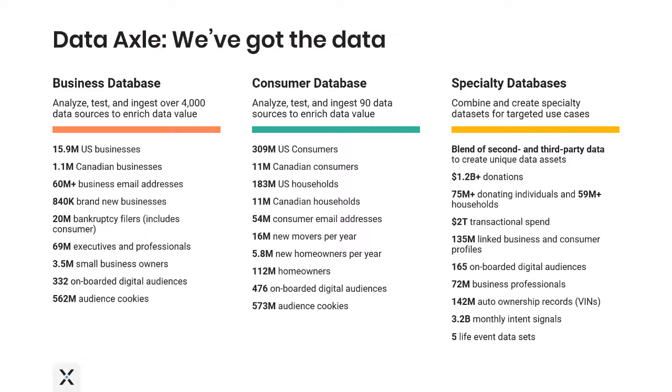Then when you go all the way to the right and go to our specialty data sets, the one that I want to highlight for you today, and we're going to talk about a lot, is our donor data set. We keep track of 75 million US donors, which translates to about 59-60 million US households. In that file, we look at things like how much do people give, how much do they give by vertical, what kind of channels do they give, and what kind of gifts do they give.